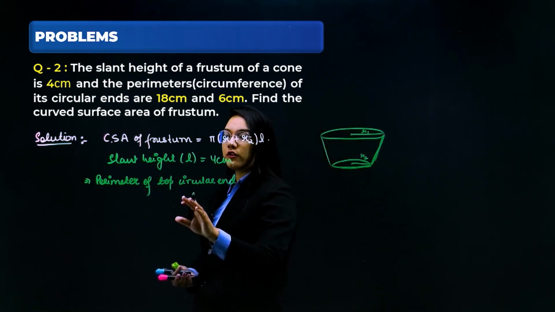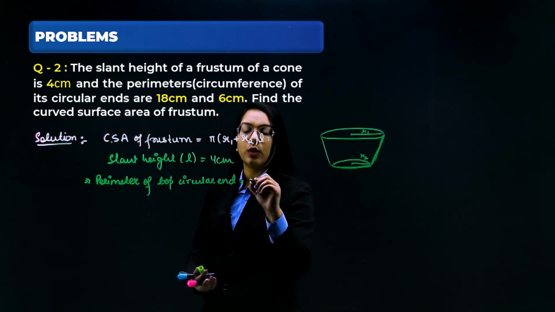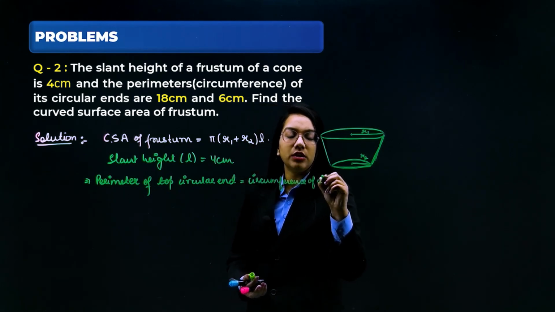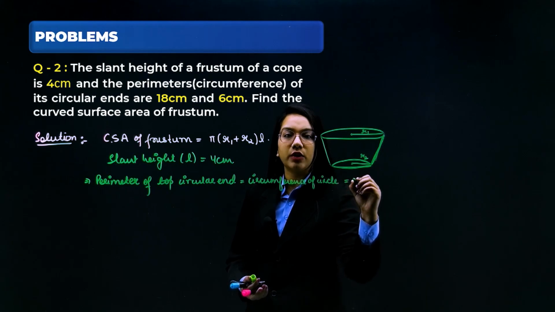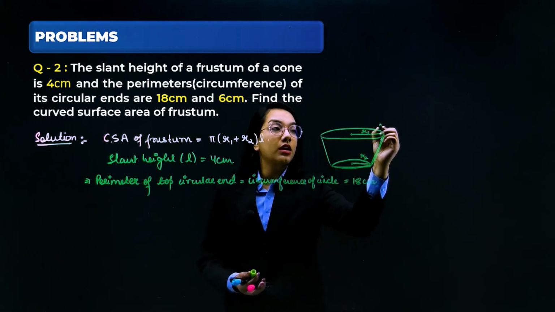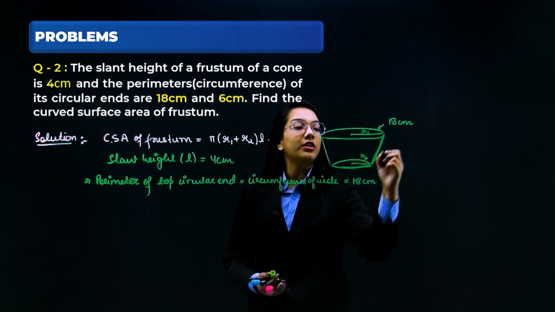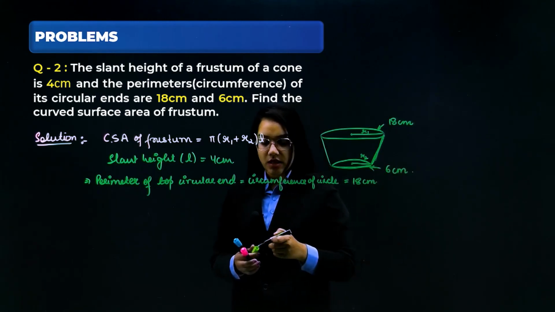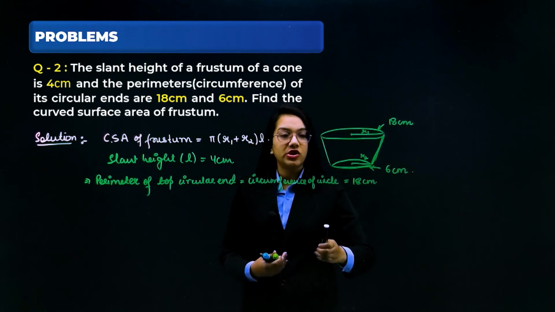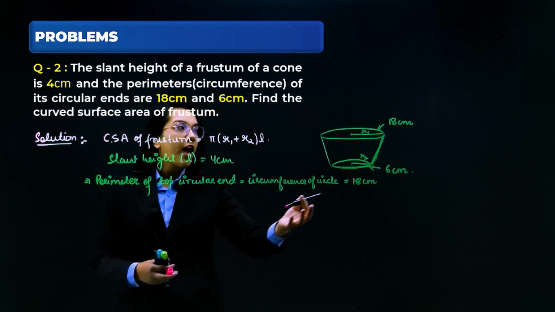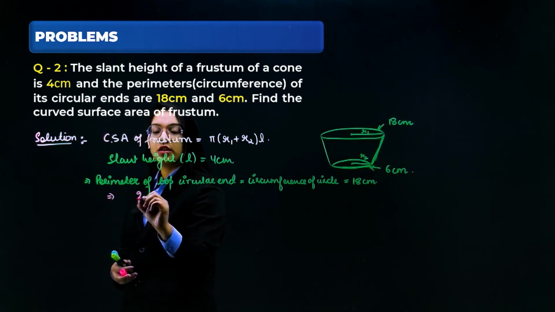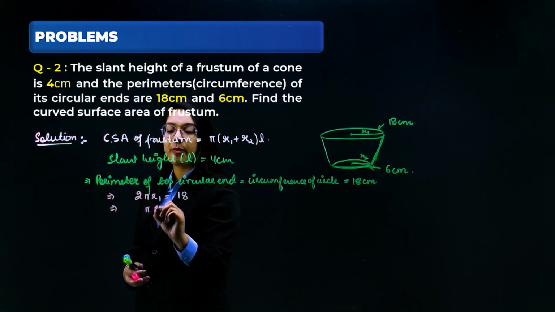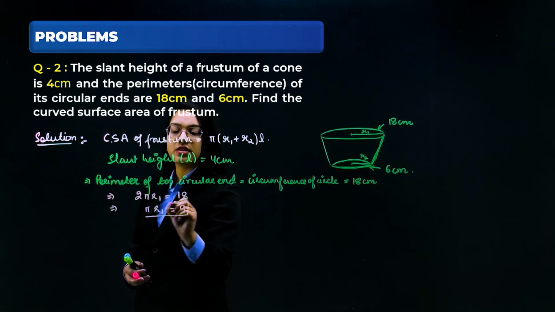So the perimeter of the top circular end is equal to the circumference of the circle, and it is given to us as 18 centimeters. This is given as 18 centimeters, and this is given as 6 centimeters. Now let's find the radius. So 2 pi r1 is equal to 18. At the end we get pi r1 equal to 9. So this is the first value that I am getting.